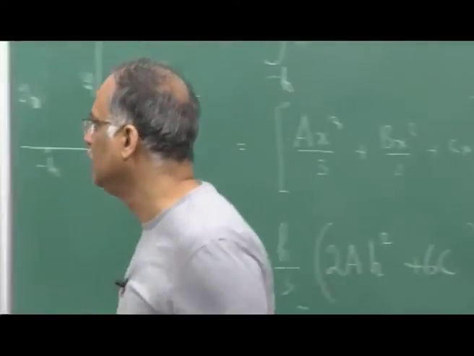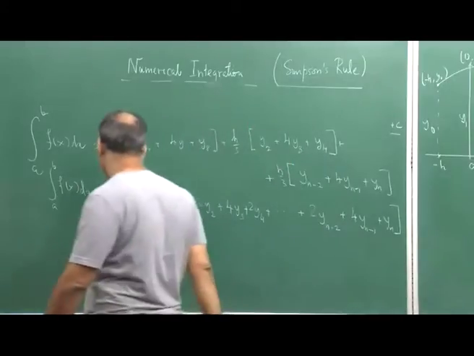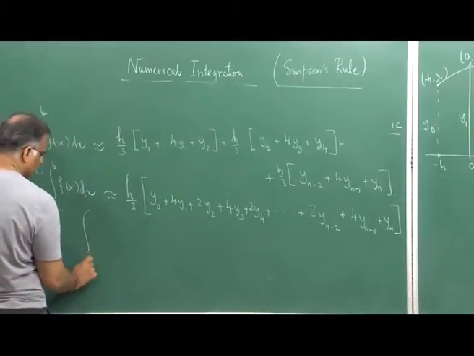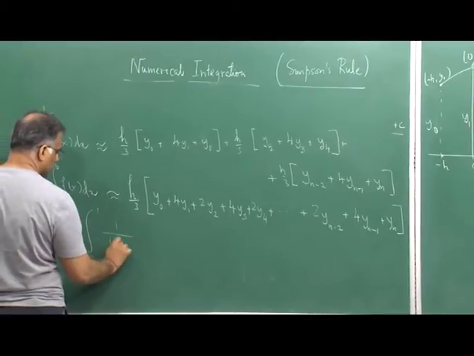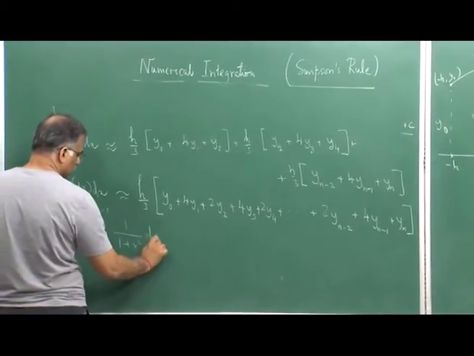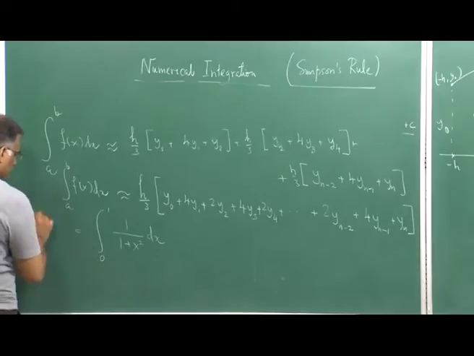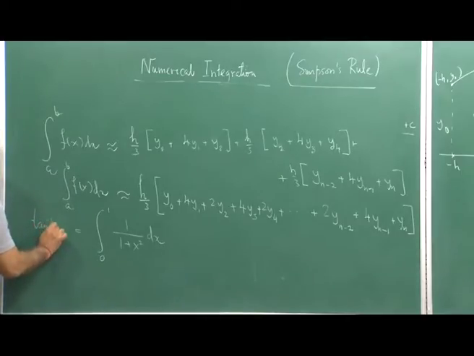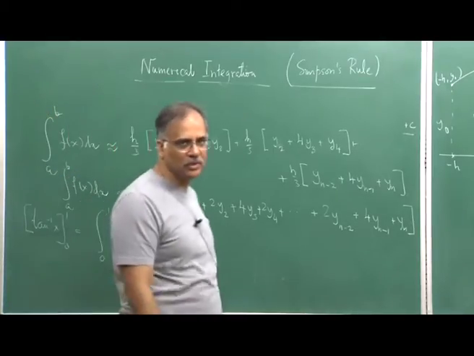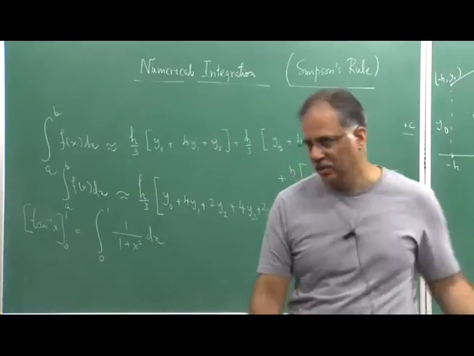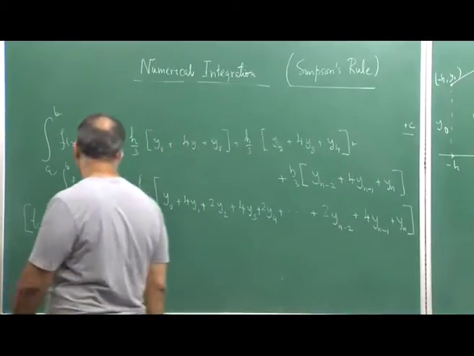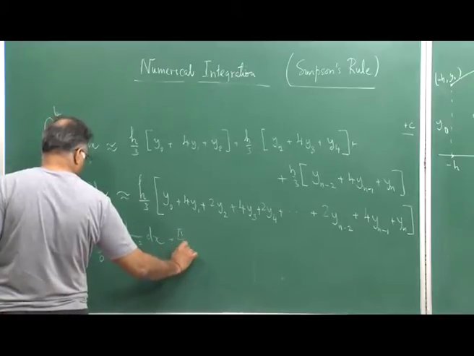So, let us just take care of this thing. For example, so h is delta x here. For example, let us look into this integral. You know what the real answer is to this integral. This is tan inverse 1, and what is tan inverse 1? It is pi by 4. So, basically this integral is pi by 4.